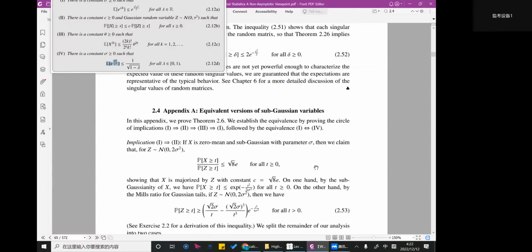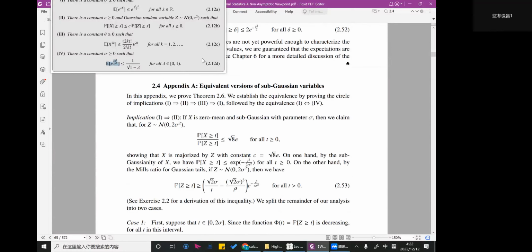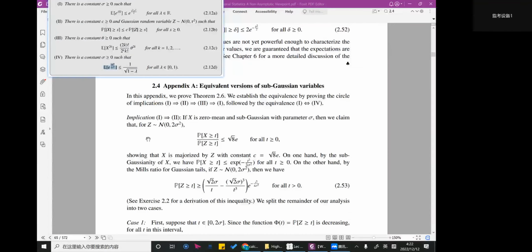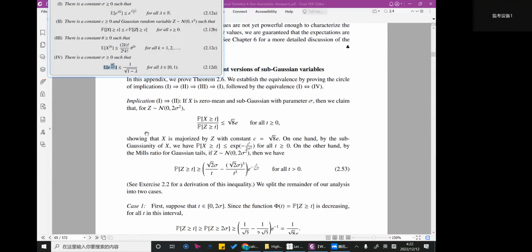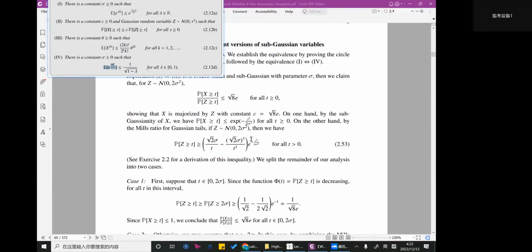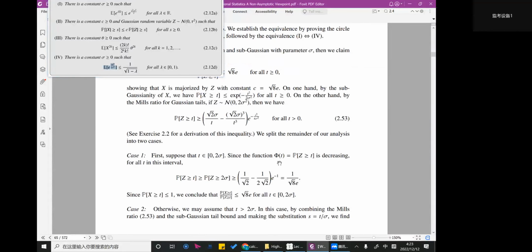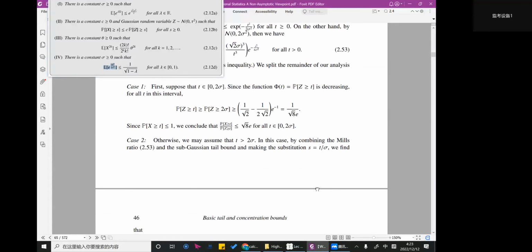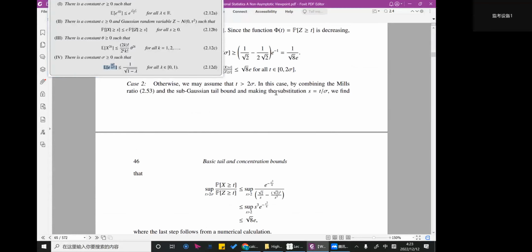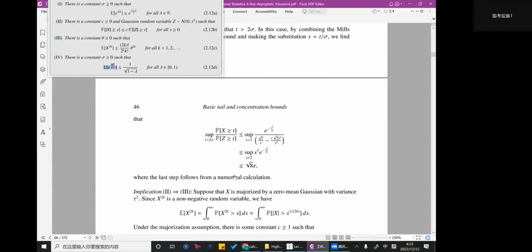So let's make a brief conclusion of this implication. The author first splits this proof into two cases. The first case is a direct use of the Mills ratio, and the second case is somewhat sophisticated, making some substitutions, using the sub-Gaussian tail bounds, the Mills ratio, and also some inequality tricks and numerical calculation.